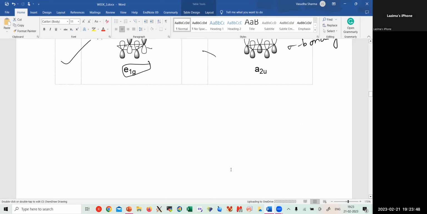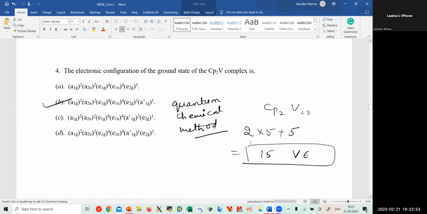Now, this was the fourth question where we need to find out the electron configuration of CP2V. This is a vanadium metallocene complex where we need to firstly know what is the total valence electron combination. So CP ring gives you the 5 electrons. Vanadium will give you 5 because its atomic number is 23. So you need to calculate the total valence electrons.